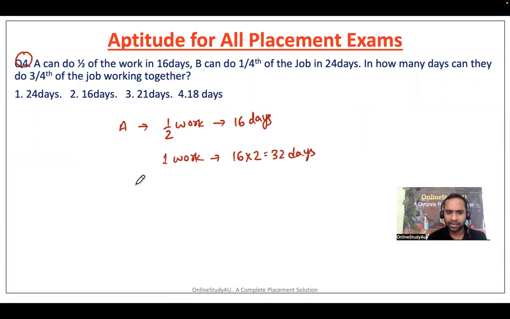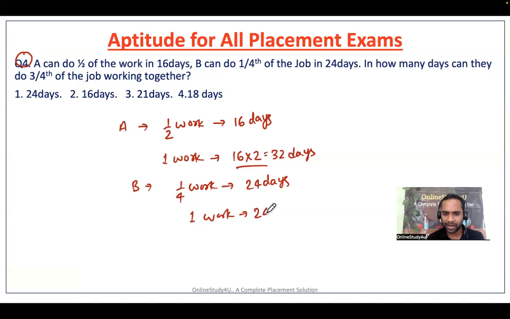Now, same thing. B can complete 1/4 of the work in 24 days. So one work in how many days? So what we had done here, see, we multiplied 2 with 16. So we'll multiply 4 with 24. That means 96 days, right?